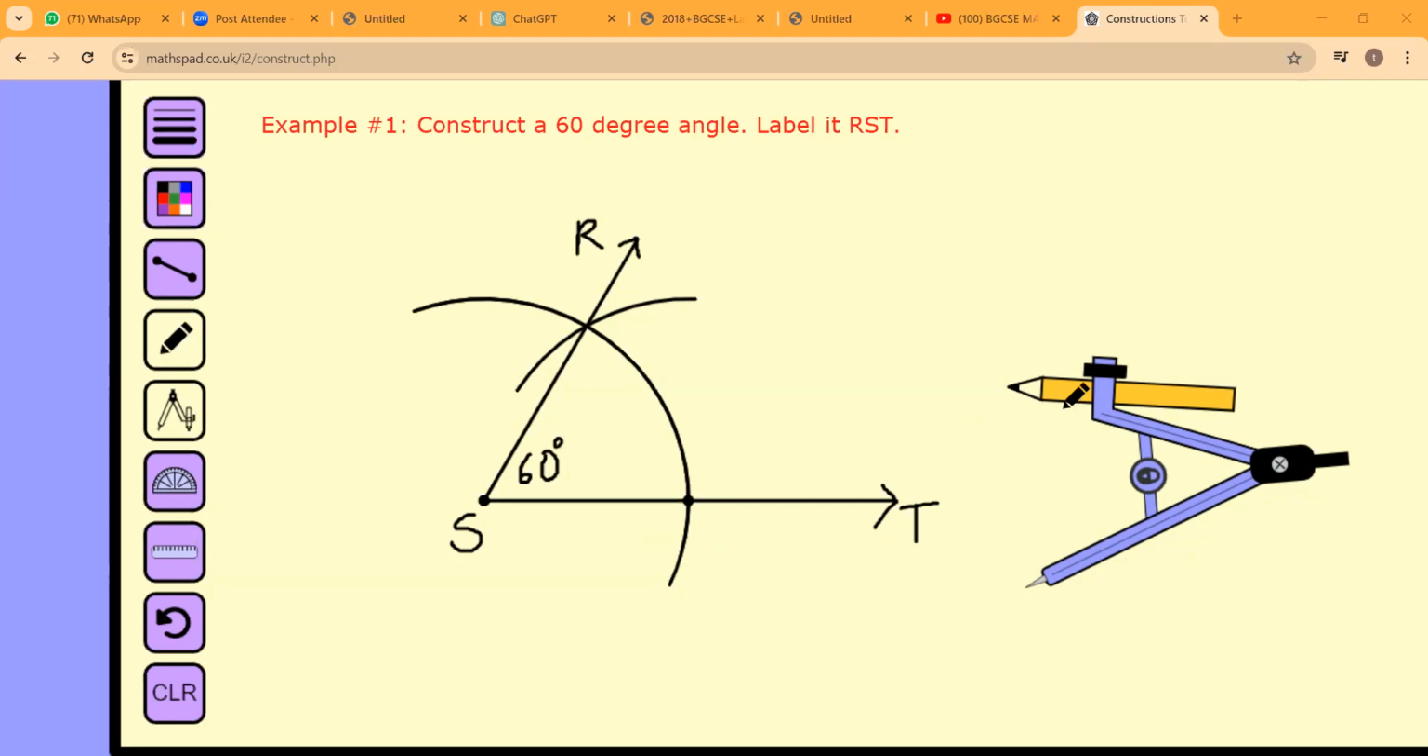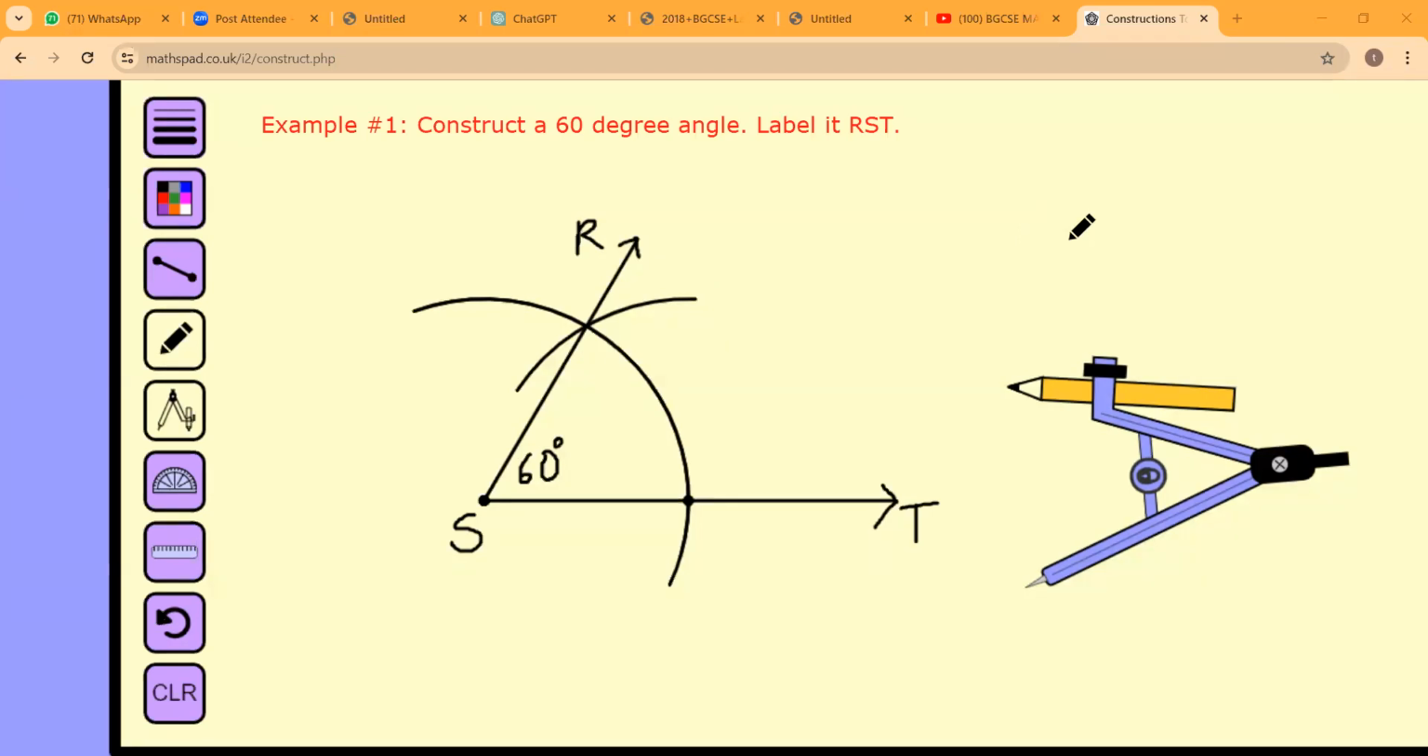And then with the arc we just created, we're going to keep the width of the compass unchanged, and we're going to create another arc intersecting the arc that we previously made. And we're going to draw a line where those two arcs intersect, and we're going to check it with a protractor to see if it measures 60 degrees. Very good, Tegan.